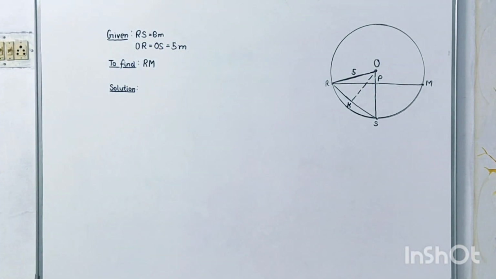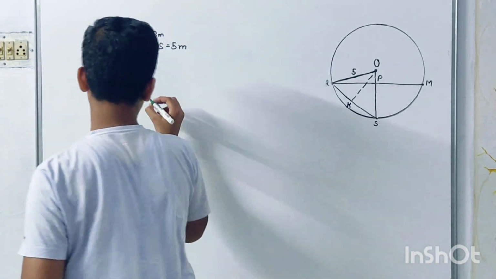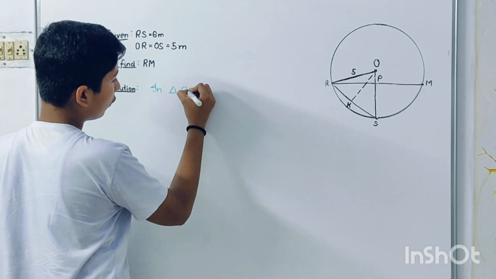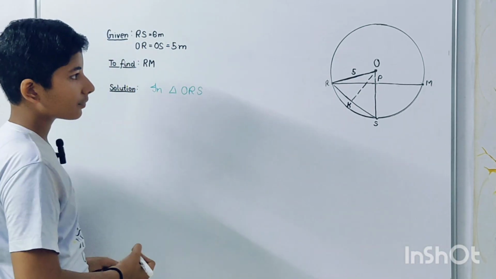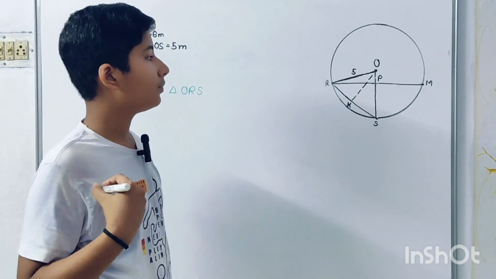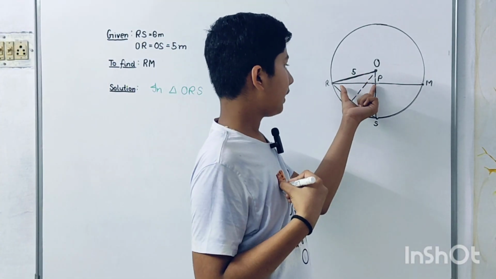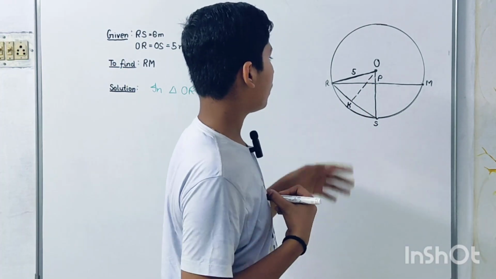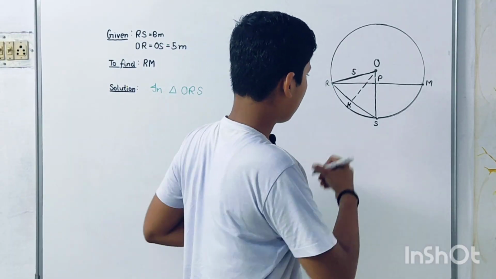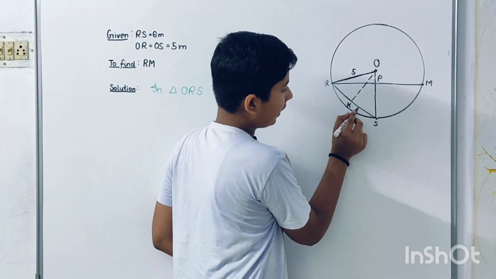Let me take my marker. First of all, I'll use a green marker. In the solution, we'll write: in triangle ORS, this is 5, this is 5, and this one is a total of 6. Since this is a perpendicular bisector, this will be 3.